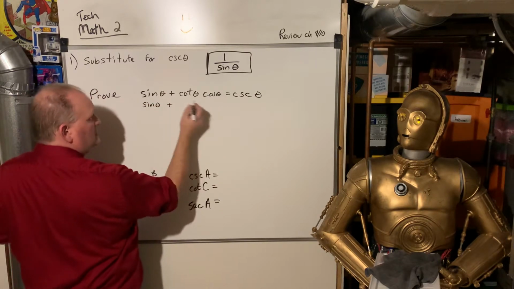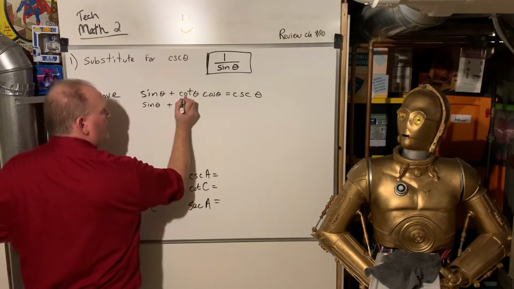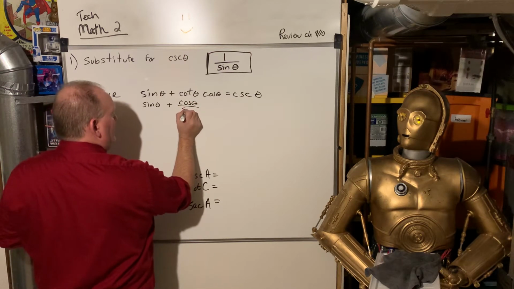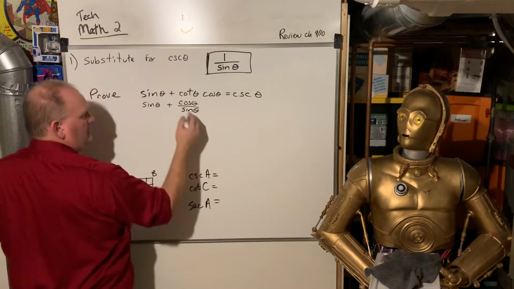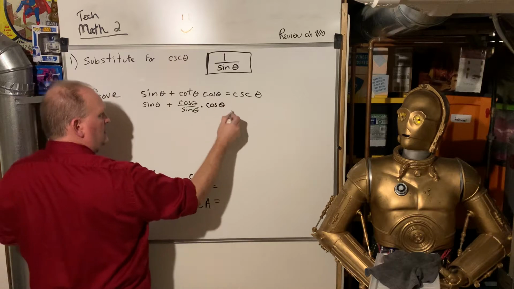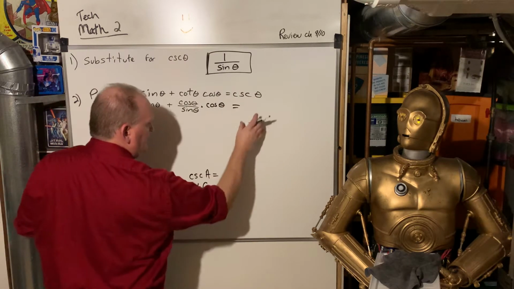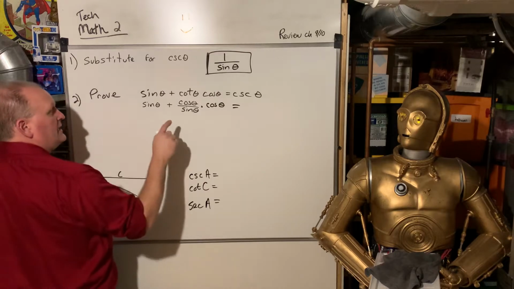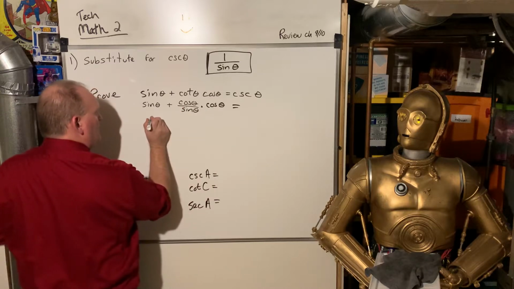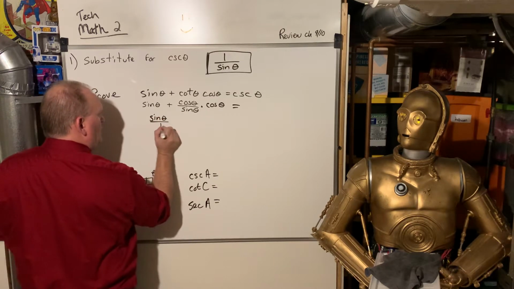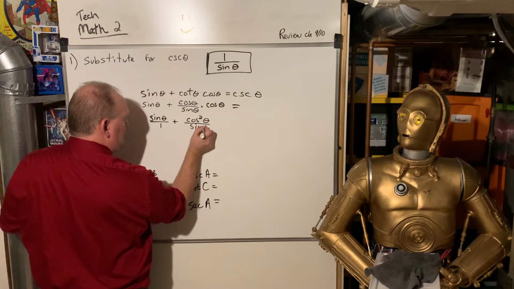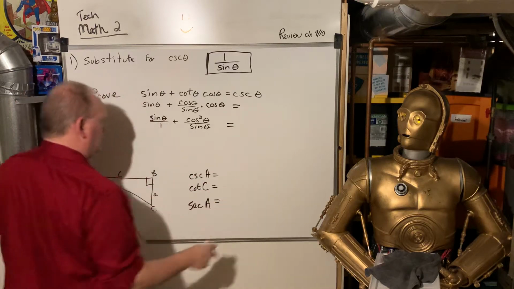First step, which is usually good, is to change it into sines and cosines. Remember, cotangent is cosine over sine. So we replace the cotangent with cosine over sine. That's still times the cosine, and it's going to equal that. I'm not going to keep writing that all the time. Now nothing cancels here. Cosine times cosine is cosine squared. So now we have sine theta over 1 plus cosine squared theta over sine theta, and it still equals that.